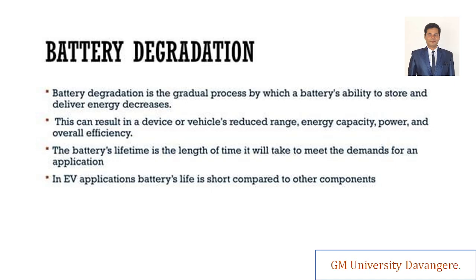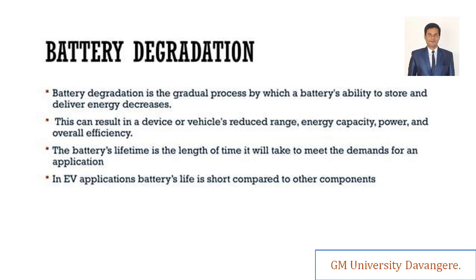After 5 years, so that is how it is going to make the degradations, right? Let us see how the degradations will happen. The meaning of degradation is the gradual process by which a battery's ability to store and deliver energy decreases. It is not able to deliver energy, not able to charge properly, and not able to discharge also. So that is the meaning of battery degradation, right?